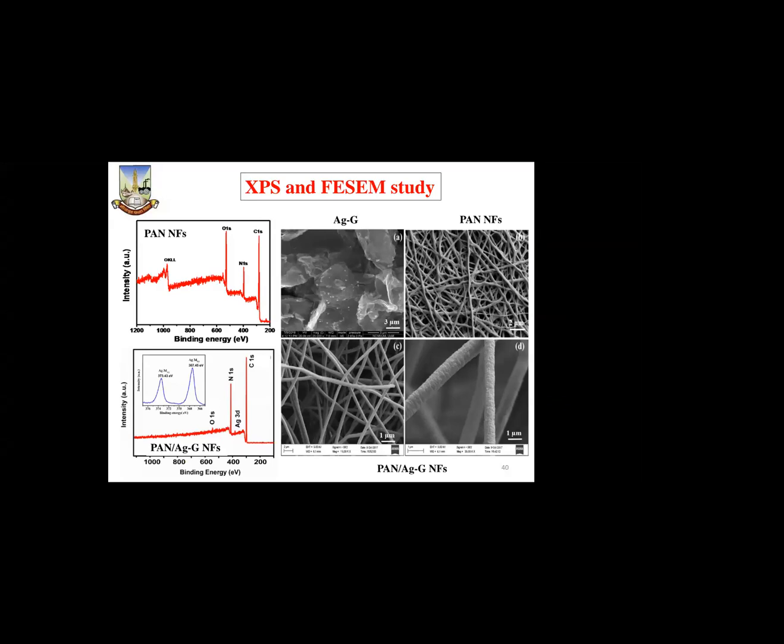In the XPS and FESEM study, XPS is also in line with the experimental data, whatever experiment we have performed. The deconvoluted spectra is shown inside the second figure, and the same images show the silver graphite plates. Over those graphite plates, silver is decorated uniformly. PAN nanofibers seem to be very uniform, with uniform thickness and size. And upon decoration of the PAN AGG nanofiber, you find an increase in the porosity of the material.